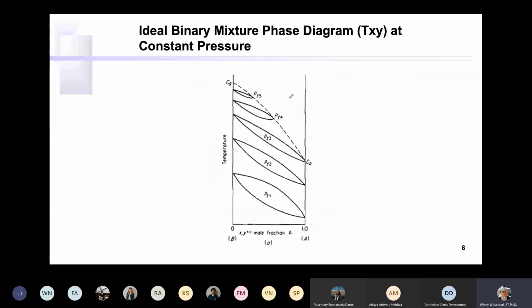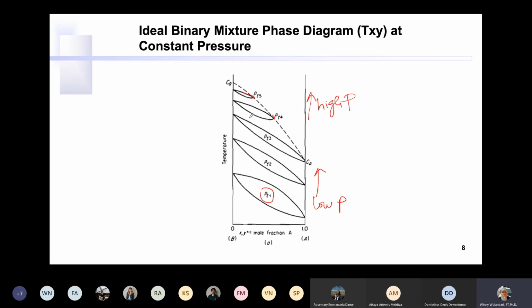Okay, now let's move to here. So this is the TXY diagram at lower pressure, and with increasing pressure, the area of vapor liquid equilibrium is getting smaller. At high pressure, the length of the two-phase area becomes smaller, this one and this one, right?